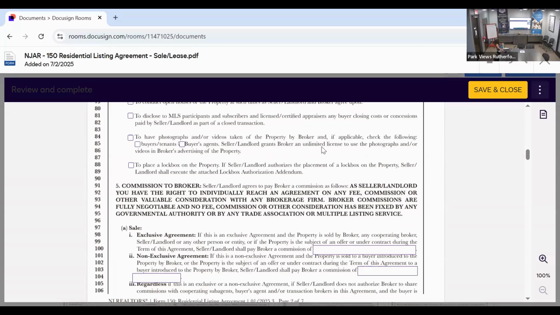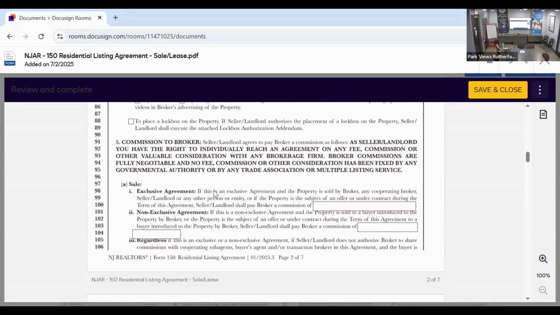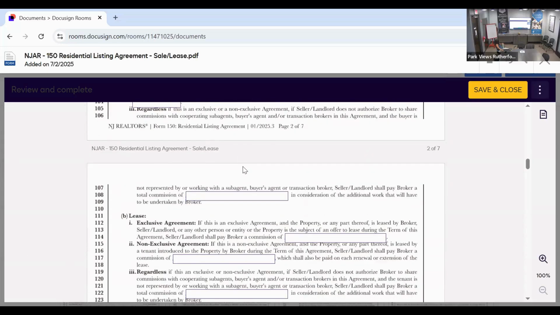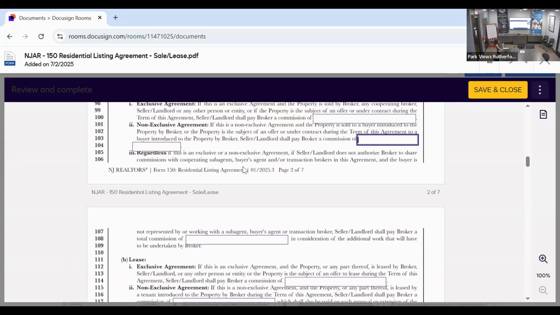This one just says, are we putting a lockbox on the property? Yes, no. Now, again, we have 3 categories here: exclusive, non-exclusive. Under the exclusive agreement, that is where you're putting your commission amount. The non-exclusive, again, is if any brokerage can bring a buyer. So we're not even going to touch that box. It's always going to be blank. And the regardless box is whether a buyer comes on their own or not, are you going to be paid the full commission or are you taking a reduced commission?